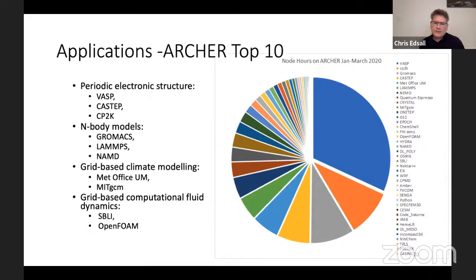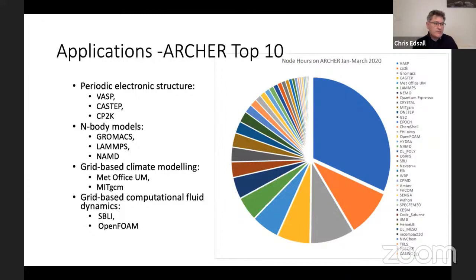This data comes from our tier 1 supercomputer called Archer. They're just in the process of replacing that with Archer 2, which will be an AMD box. But the codes that will run on it will be almost exactly the ones that were running when this snapshot was taken in January to March this year.